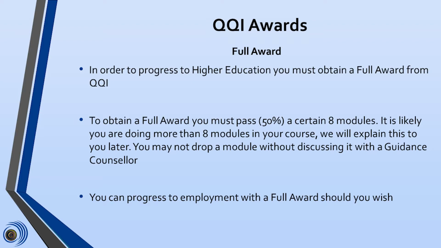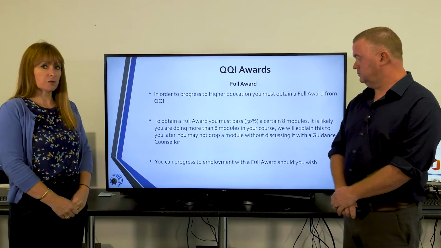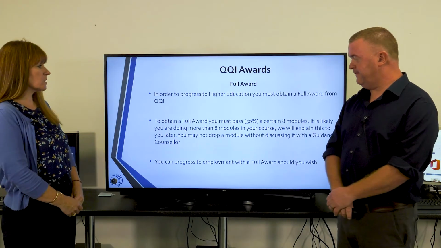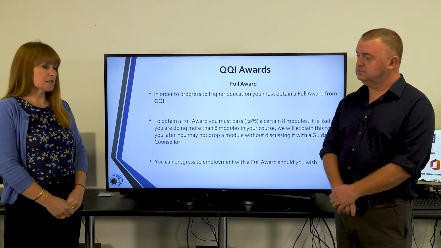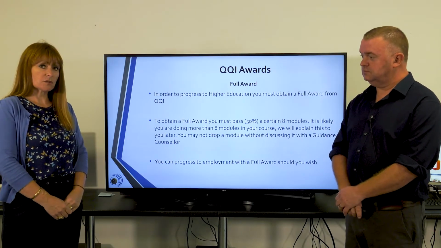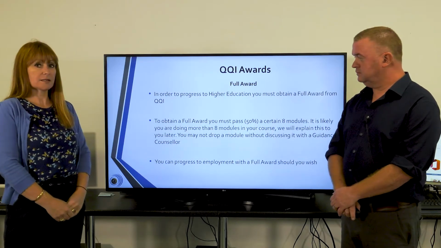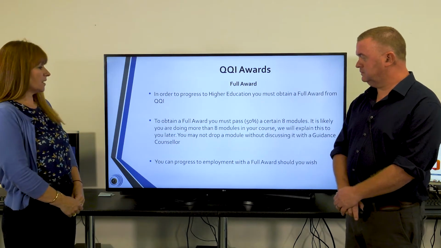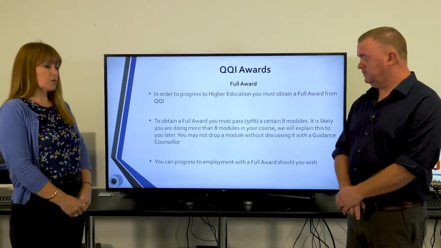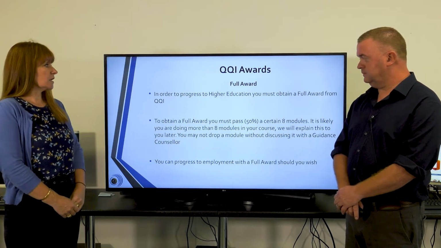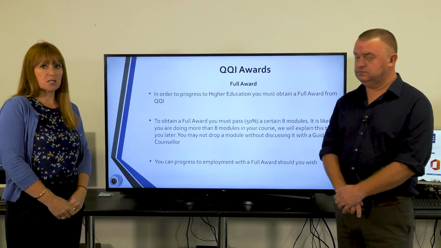To obtain the full award, then you must have a pass in these 8 modules. So that's at 50% here at further education. It's 50% rather than 40. But it's likely that if you're doing the 8 modules that you will need distinctions in a few different modules to progress into certain courses in higher education. But we go through that as the year goes on with you. And you can obviously go direct to employment as well with your full award. It will allow you to have these modules on your CV and hence bring to interview for employment.